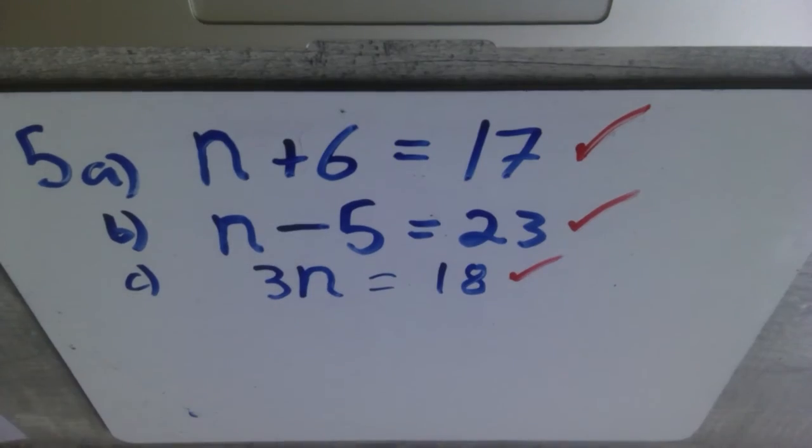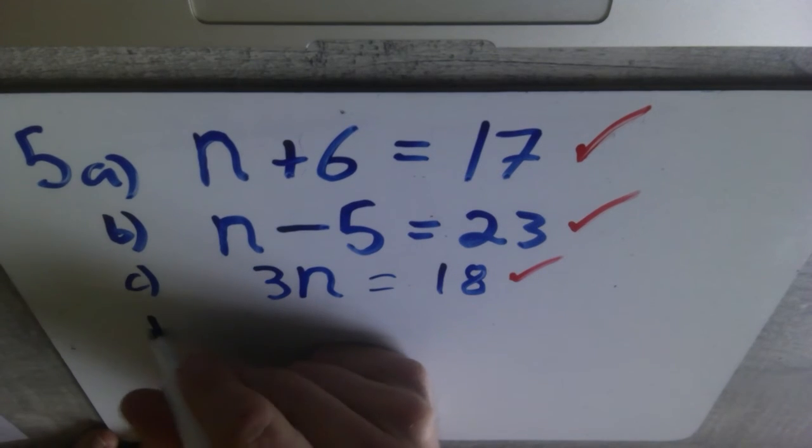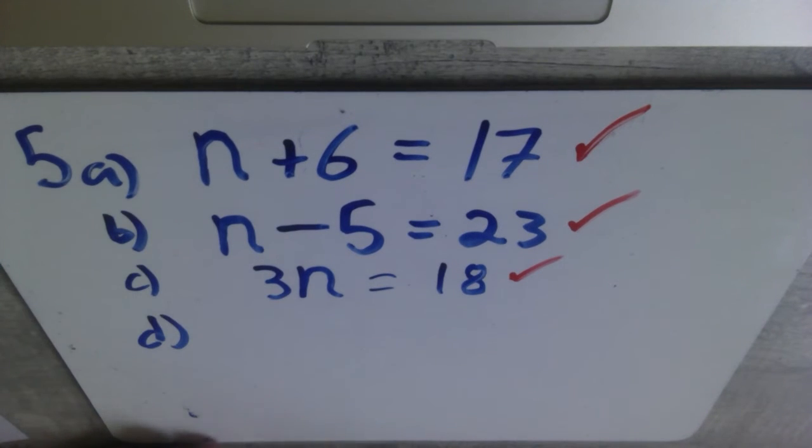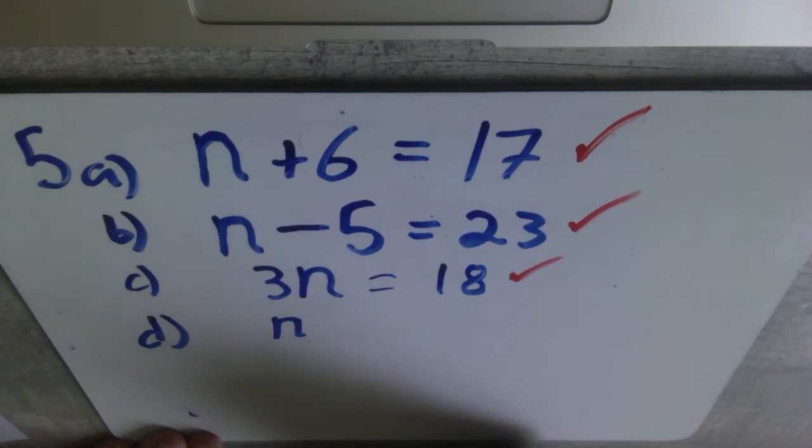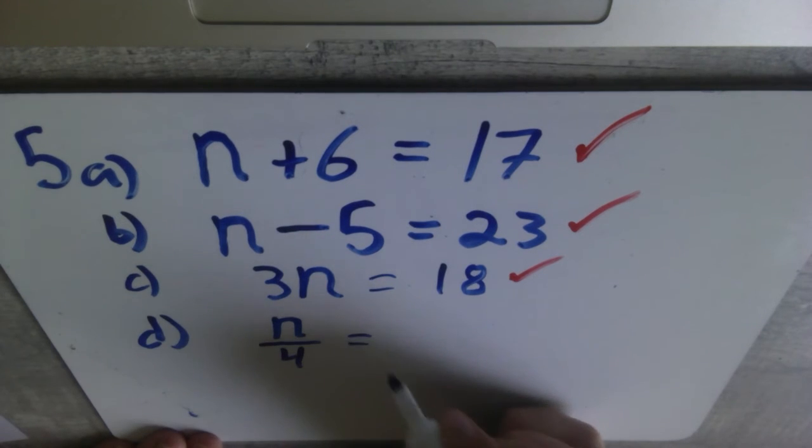Another mark for that equation. D. We have a number divided by 4 is 8. So a number divided by 4 equals 8.